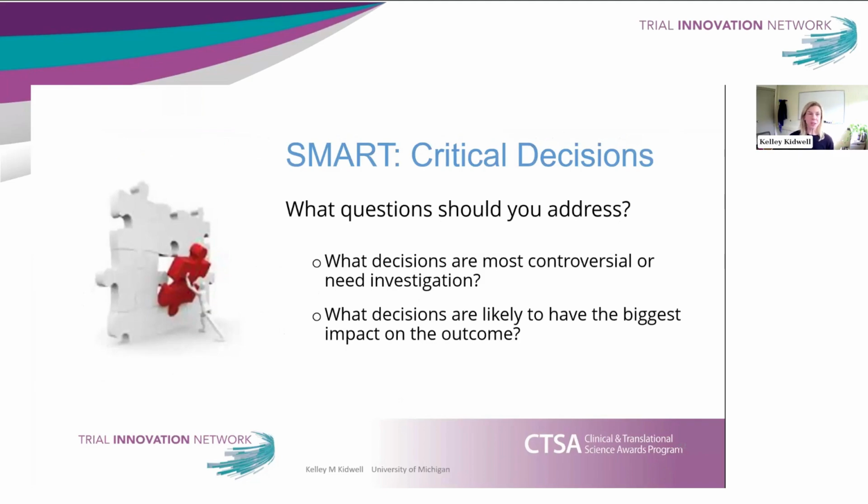Since you can't answer all those questions at once, we really need to make some critical decisions about which one we address. And again, this is like any other clinical trial, where you want to think about your primary aim in terms of, well, what decisions are most controversial or most need investigation? What decisions are likely to have the biggest impact on clinical care or on the outcome? Those would be how you dive into your primary aim, and then how you think about the sample size and the primary analysis of your SMART design.